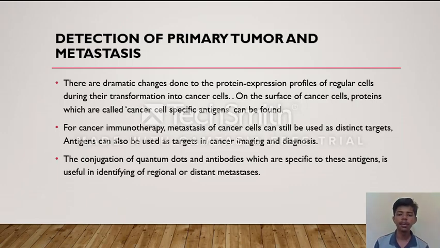As an example, prostate specific membrane antigen PSMA is expressed on the surface of prostate carcinoma, and there is an overexpression of MUC1 on human breast cancers. For cancer immunotherapy, metastasis of cancer cells can still be used as distinct targets. Antigens can also be used as targets in cancer imaging and diagnosis.